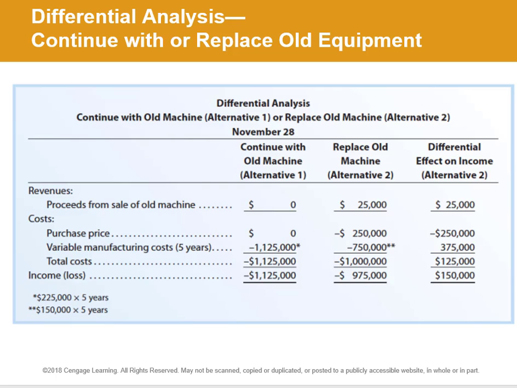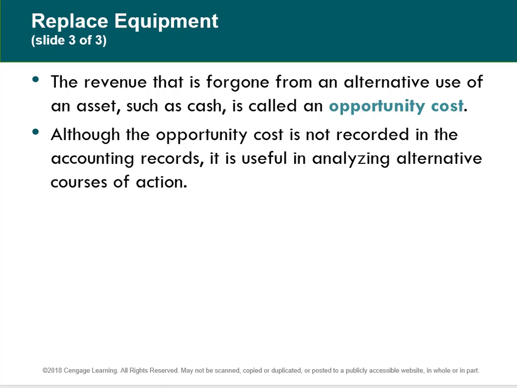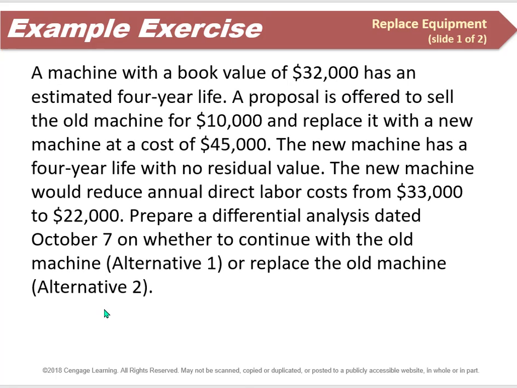Okay, so let's do one more of these. Well, we got a couple things here. The revenue that's foregone from an alternative use of an asset, such as cash, is called the opportunity cost. It's actually the second best alternative of what you could do. Although the opportunity cost is not recorded in accounting records for sure, it's still useful in analyzing alternative courses of action. Okay, so we can keep the machine or we could replace it. That's the opportunity.